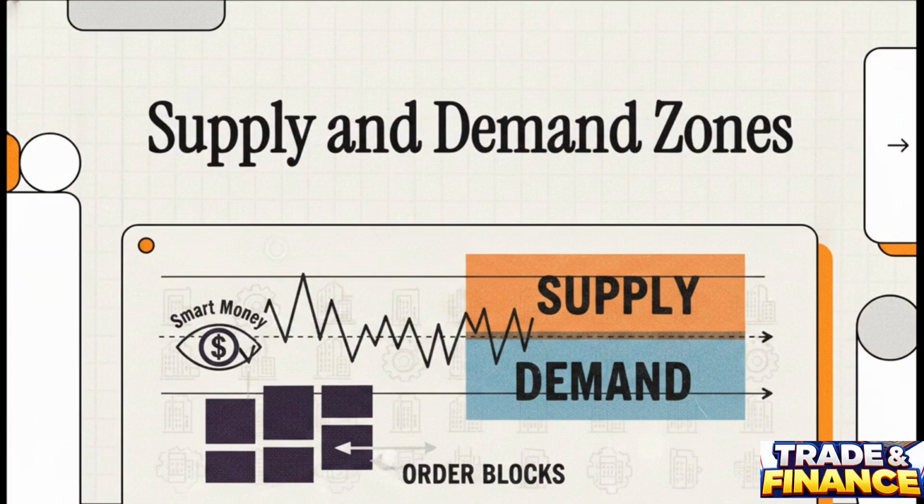Welcome to this explainer. Today, we're pulling back the curtain on something absolutely fascinating. We are going to uncover the hidden institutional footprints that actually move the financial markets. We're talking about how the real smart money operates, focusing heavily on supply and demand zones, and how they intimately overlap with institutional order blocks. So let's just dive right in.